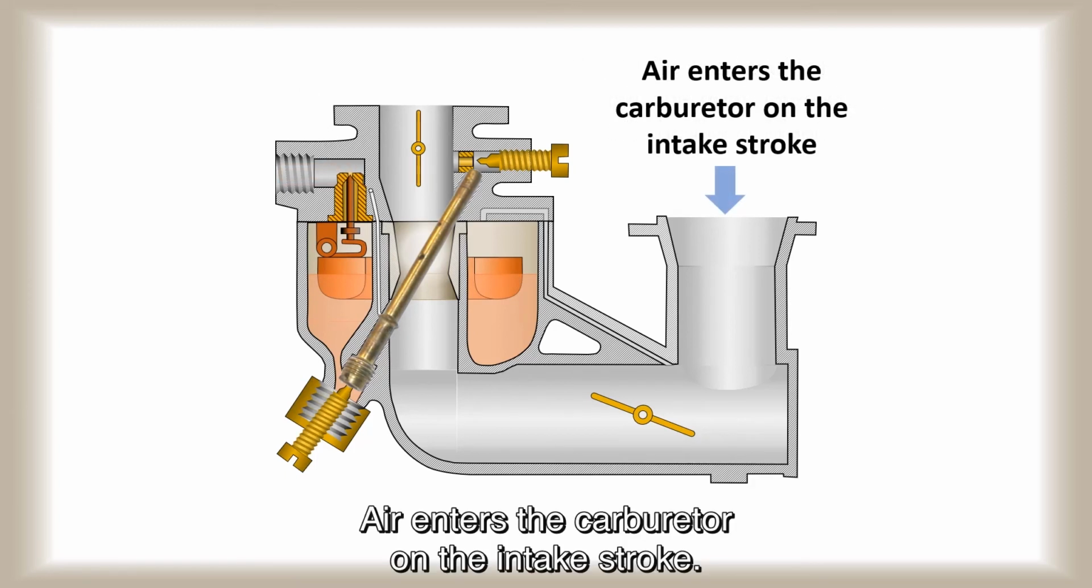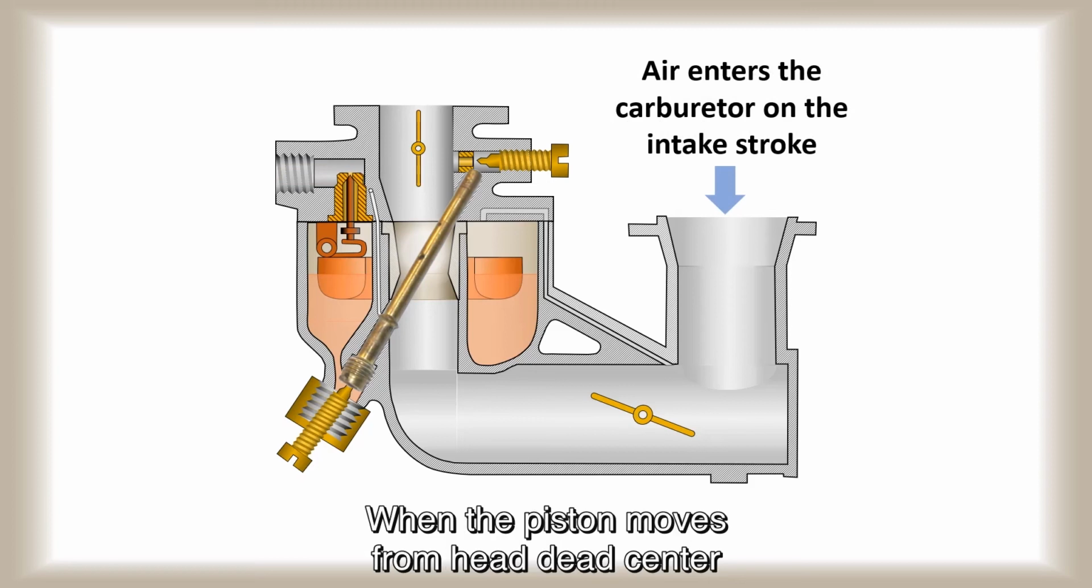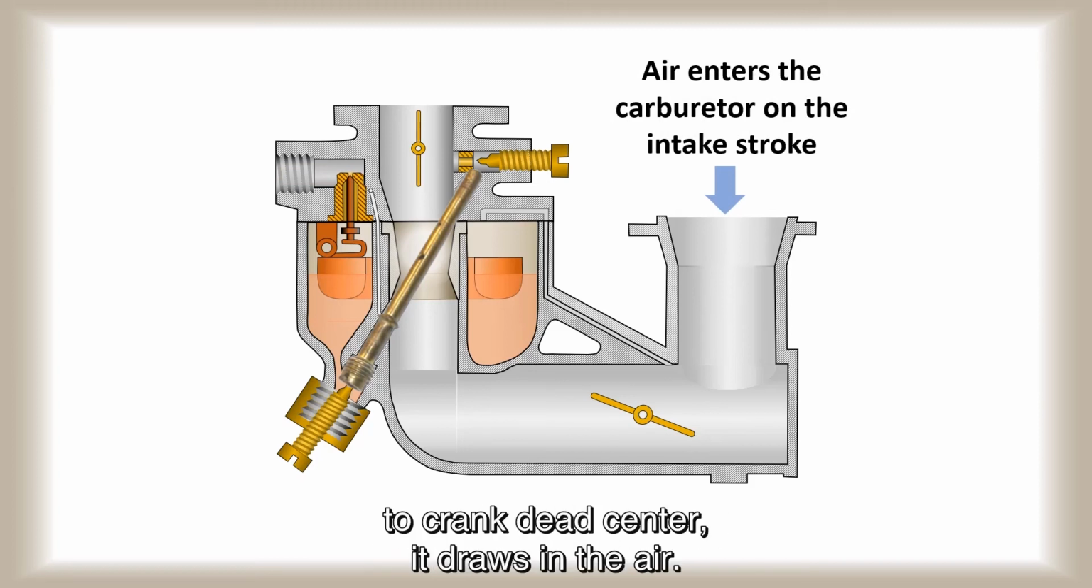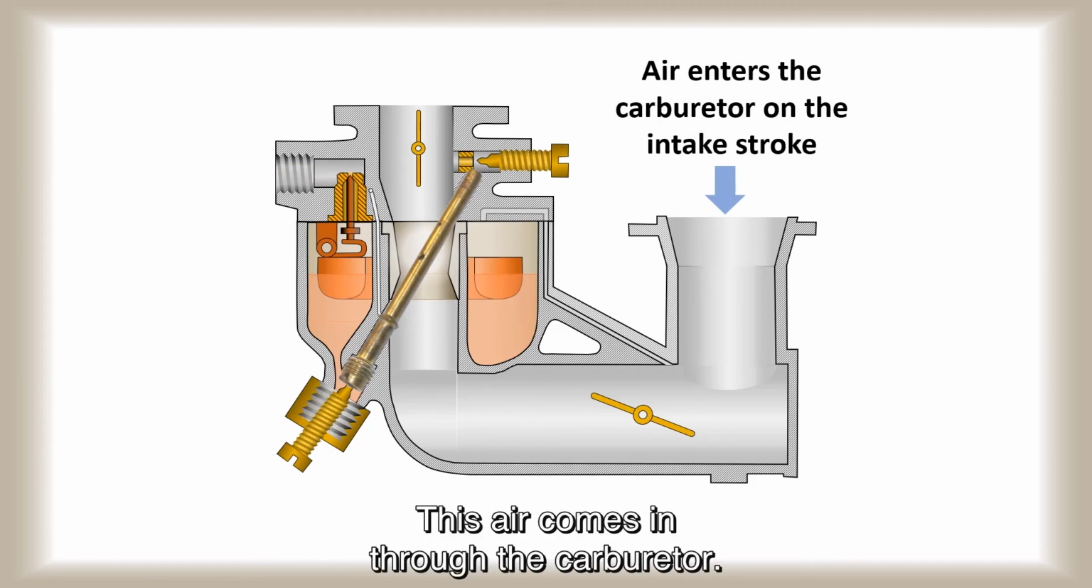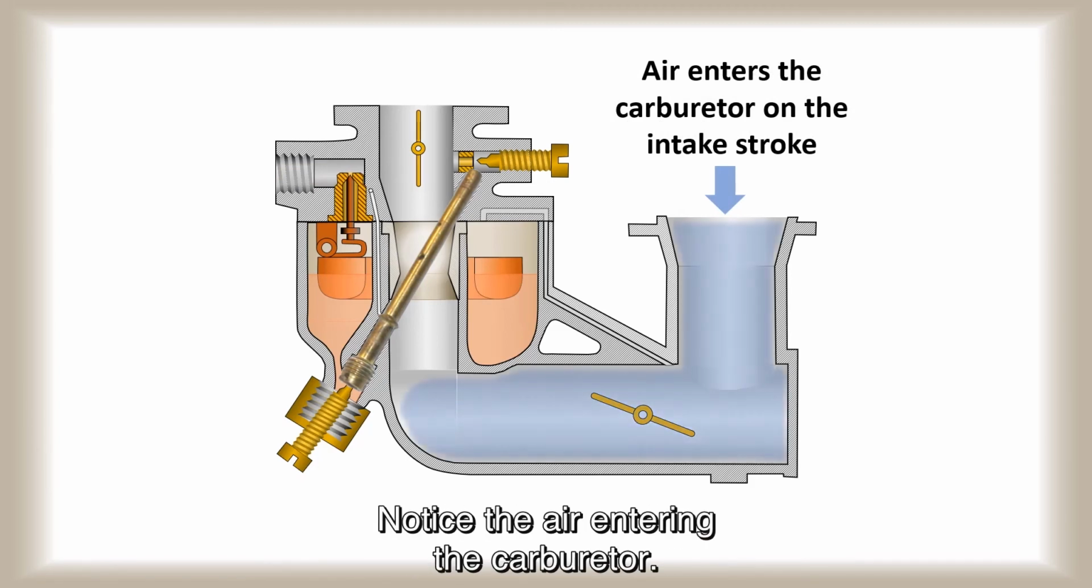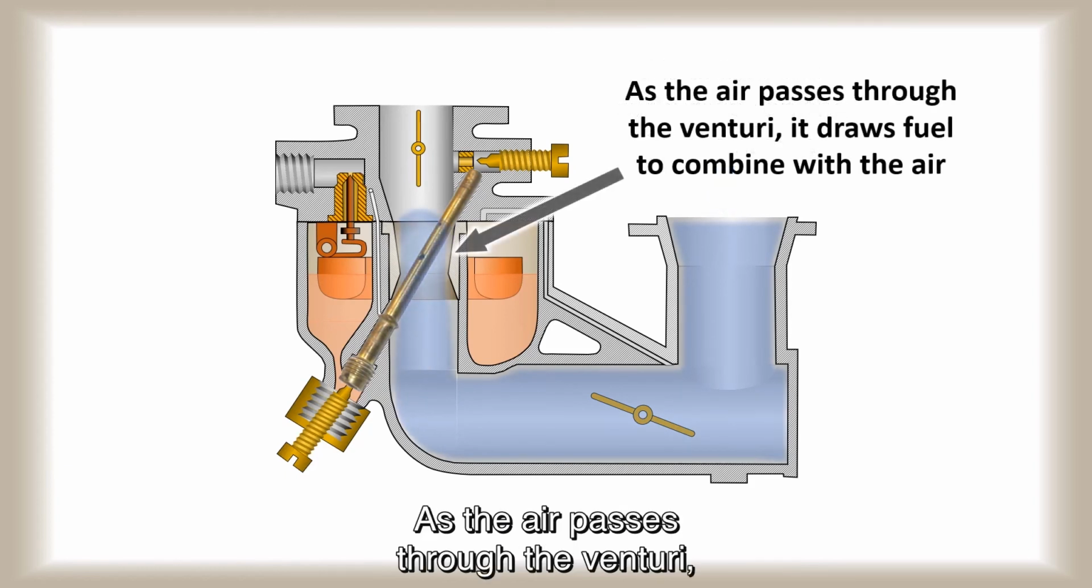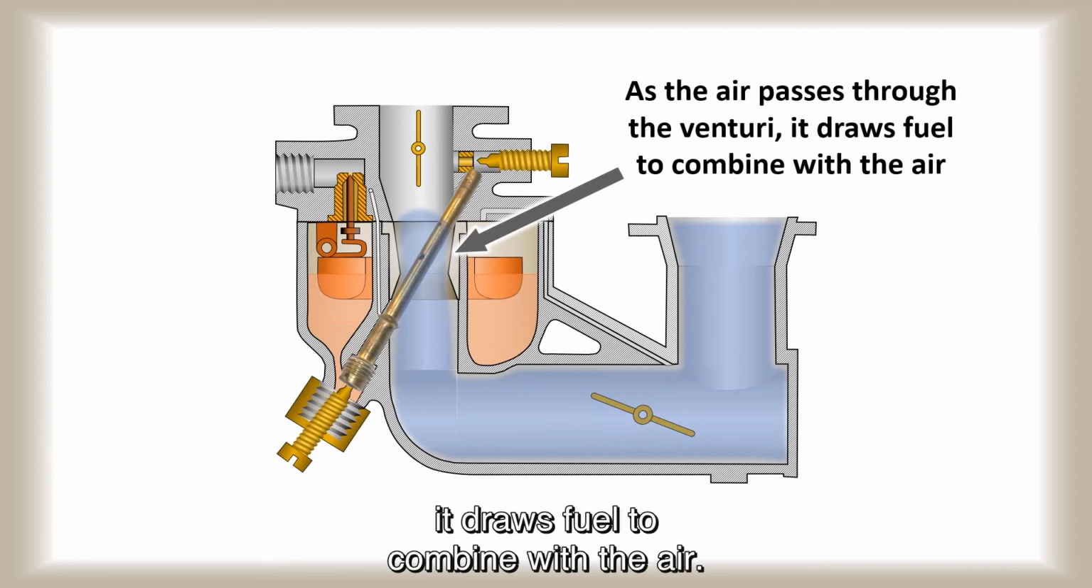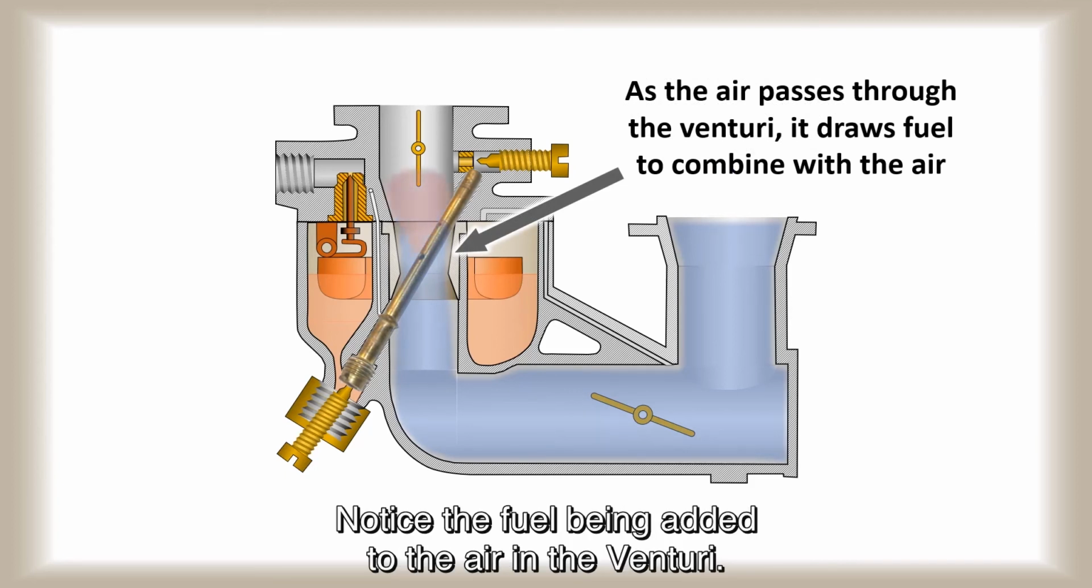Air enters the carburetor on the intake stroke. When the piston moves from head dead center to crank dead center, it draws in air. This air comes in through the carburetor. Notice the air entering the carburetor. As the air passes through the venturi, it draws fuel to combine with the air. Notice the fuel being added to the air in the venturi.